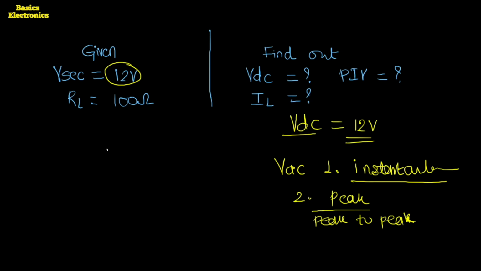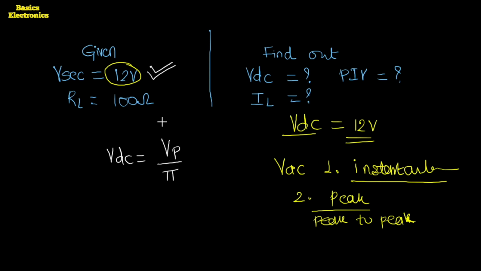If we look at the formula to calculate the DC output voltage VDC, it is given by Vp upon pi. The Vp is the peak voltage of the secondary of the transformer. It is not the secondary voltage given for the transformer, and it is not the RMS voltage. So whatever the secondary voltage is given, we need to convert it into the peak voltage. Then we can calculate the DC output voltage.